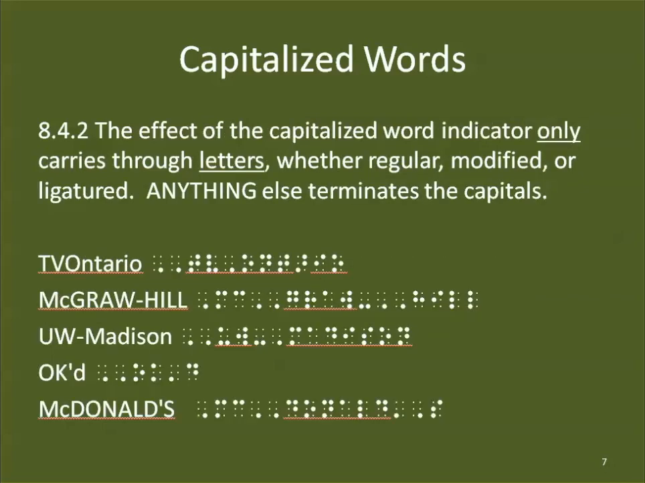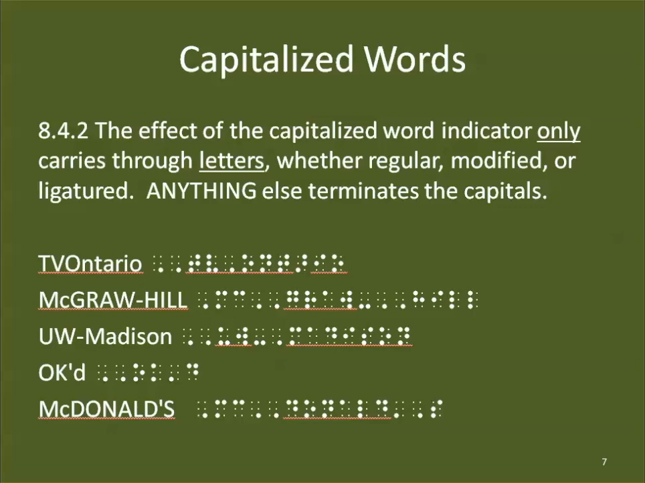The effect of the capitalized word indicator only carries through letters. We were just talking about letter sequences, so that's all we're talking about. Those letters can be just regular letters. They can be modified. Those are accented letters, or ligatured. Anything else terminates the capitals. So there has to be a letter of some kind following it, otherwise it goes back to lowercase.